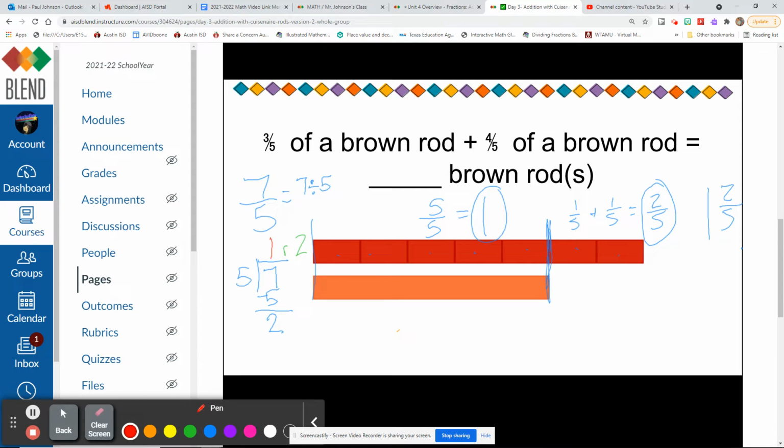All right. So as we talked about yesterday, our whole number up here becomes our whole number. Our remainder up here becomes our numerator. And then our original divisor is still our denominator. So our answer is 1 and 2/5.